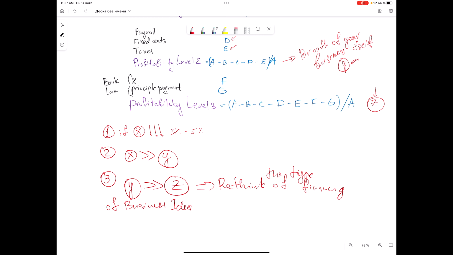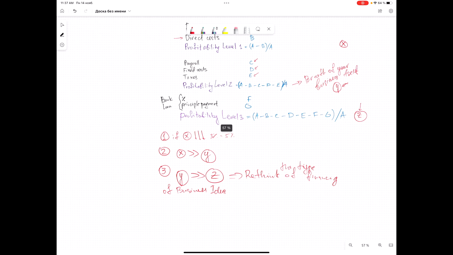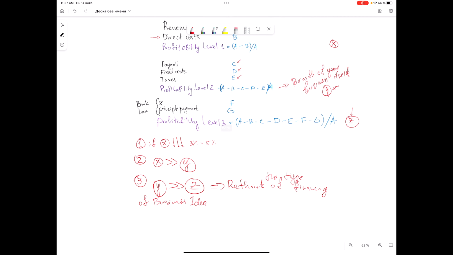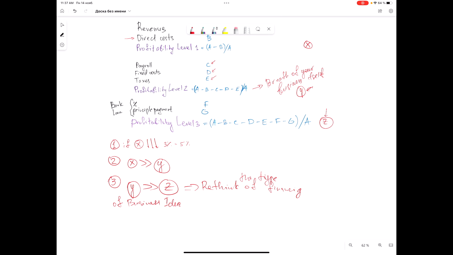So these are the main things, the main issues that I just wanted to share with you. It doesn't matter how you call the profitability level 1, level 2, level 3. I was just trying to explain what things you need to know about the processes which are behind all these ratios, all these numbers.